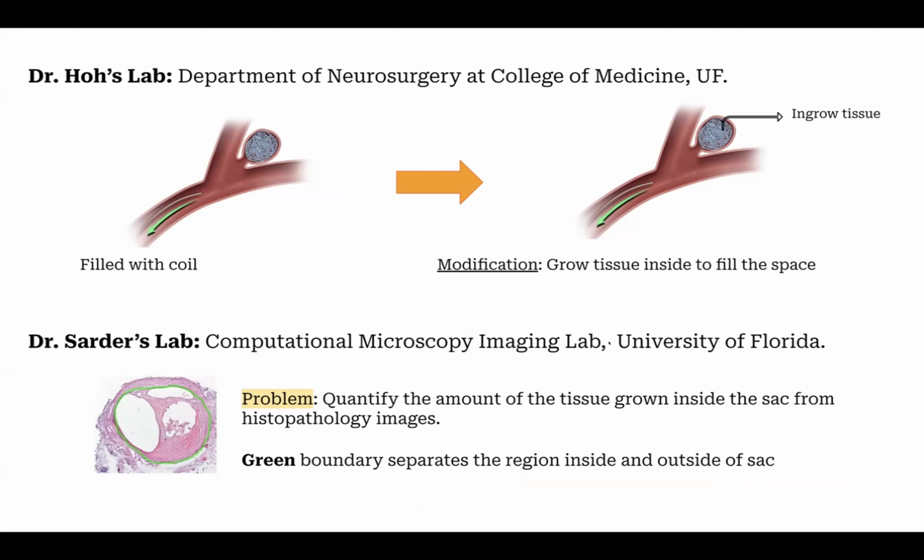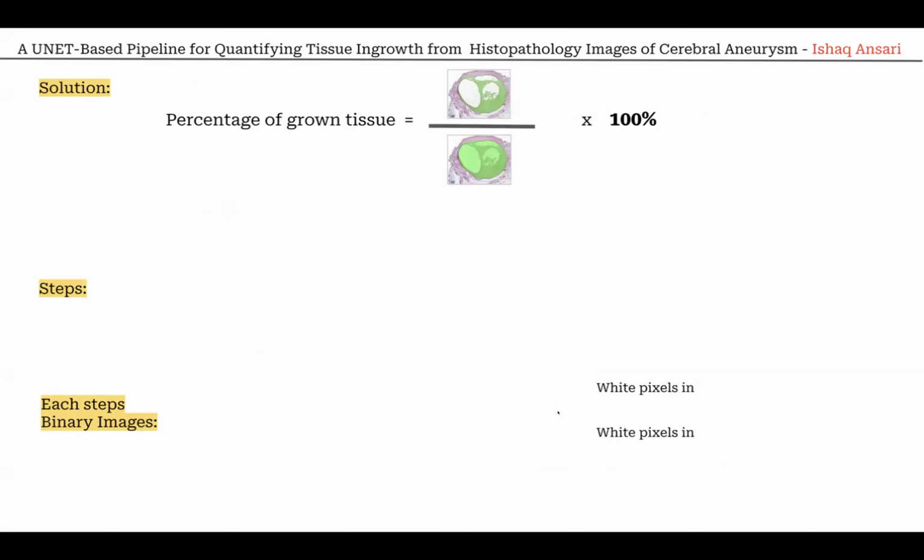intra-aneurysmal wound healing. Our collaborator lab is trying to induce intra-aneurysmal wound healing through tissue ingrowth, and our lab needs to quantify the amount of ingrown tissue. So the problem for us is to quantify the amount of tissue inside the sac from the histopathology images. The solution includes finding the area of the ingrown tissue divided by the total area of the sac and multiplying by 100 to get the percentage.